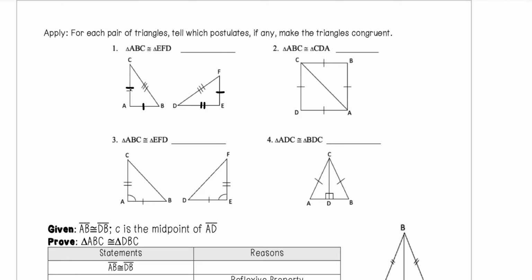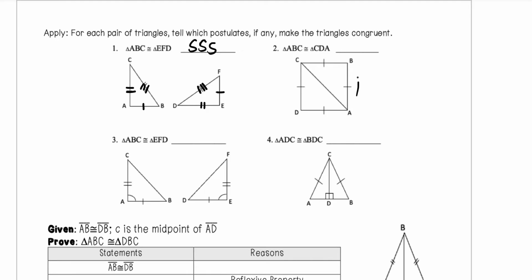DE and AC, those are the first and the third letters, so those are congruent. And then AB are the first two, and EF are the first two, so those ones are congruent. And then we have BC and FD, which are the last two letters. So those are all in the corresponding places. They're all marked as congruent in the diagram, which means we can say, yes, these two triangles are congruent because of the side-side-side postulate. In the second one, we have ABC is congruent to CDA.